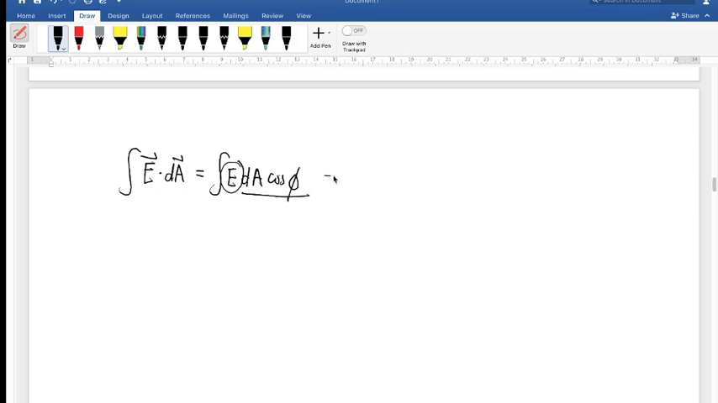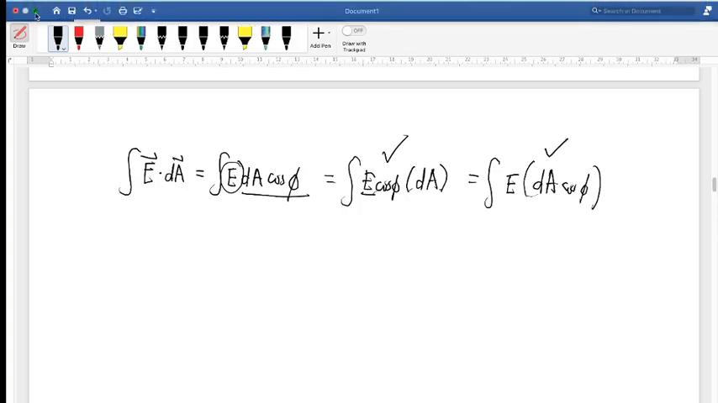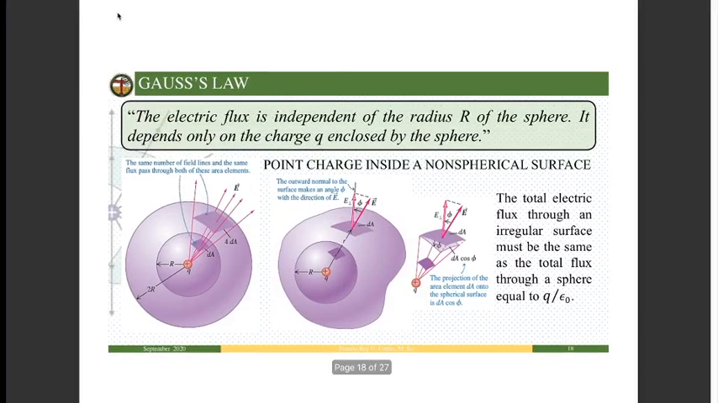So it doesn't matter whether you get the projection of dA or the projection of E, because if you get the projection of E, we have E cosine phi with the same area dA, and that is still correct. And if we get the projection of dA in the direction of E, that is still correct. It doesn't matter which one you project, they are the same. So you understand this case where E is at an angle. Okay, the outward normal makes an angle of phi with the direction of E. Okay? So the total electric flux is still equal to Q over epsilon sub naught. Okay?